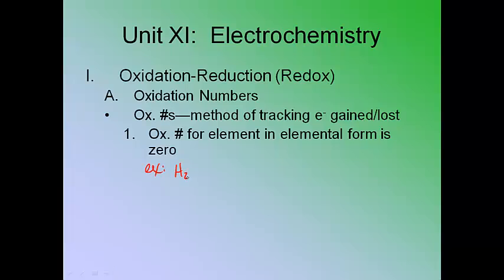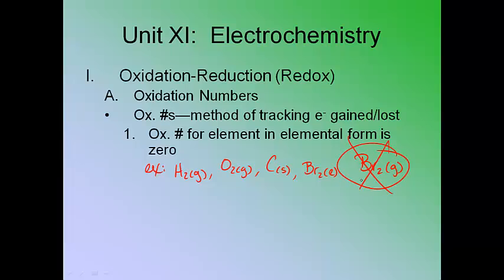For example, hydrogen gas, notice the diatomic. Hydrogen gas would have an oxidation number of 0 because that's in its elemental form. Oxygen gas, carbon solid, bromine liquid are all elements in an elemental form. If I gave you a situation like diatomic bromine, but I said gaseous diatomic bromine, well, this is not in its elemental form, so it would not have an oxidation number of 0. So state of matter is only important when doing oxidation numbers and when trying to figure out if something is in its elemental form.